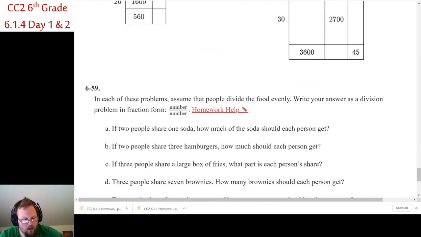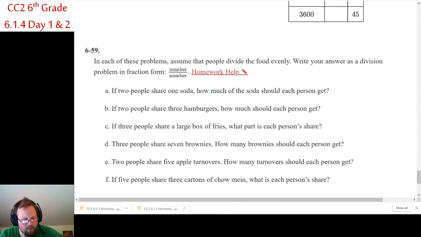Okay. That's most of what we're going to be talking about. This is just dividing things into fractions. 2 people share 1 soda. How much of the soda should they get? 1 over 2.